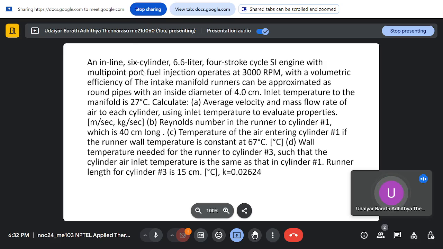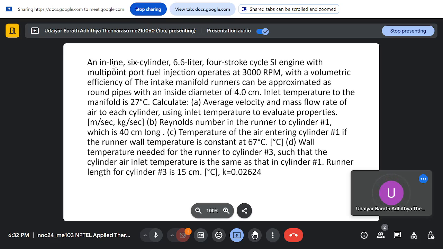So an inline 6 cylinder 6.6 liter 4-stroke cycle SI engine with multi-point port fuel injection operates at 3000 rpm with a given volumetric efficiency. The intake manifold runners can be approximated as round pipes with an inside diameter of 4 cm. Inlet temperature to the manifold is 27 degrees Celsius. Calculate the average velocity and mass flow rate of air to each cylinder, using inlet temperature to evaluate properties.